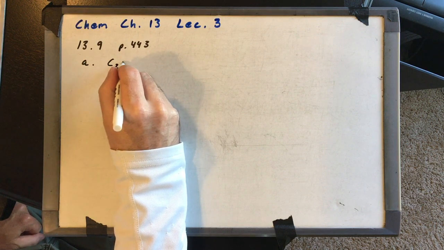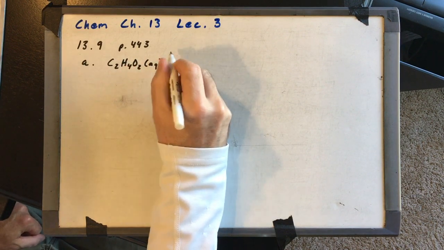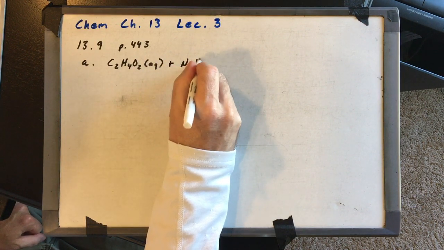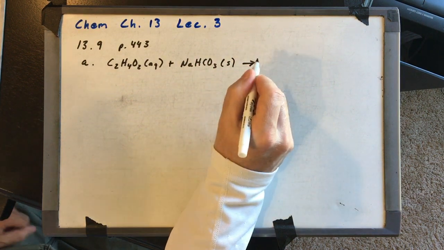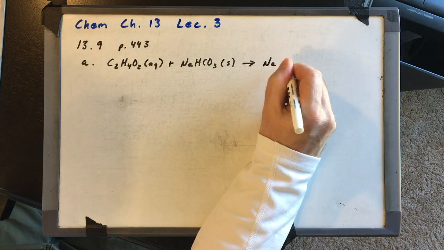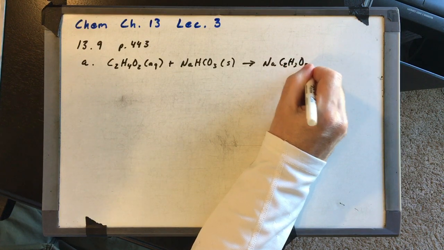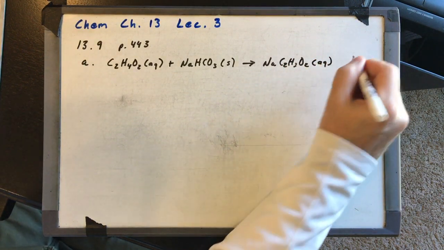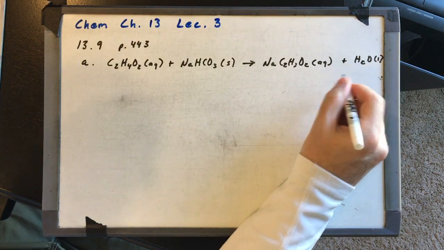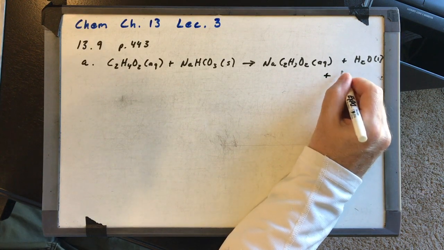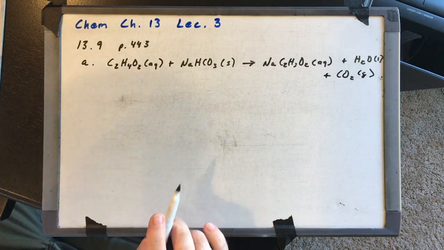C2H4O2, aqueous, which you can treat as a liquid, plus NaHCO3, which is a solid, and that makes NaC2H3O2, aqueous, plus liquid water, plus CO2 gas. Okay, so what is the sign of the entropy?